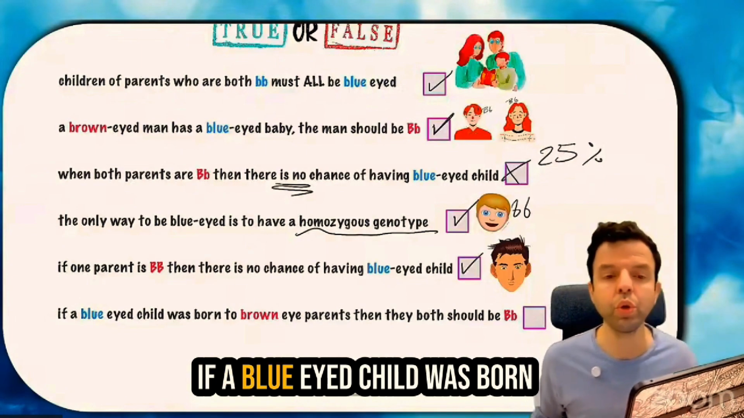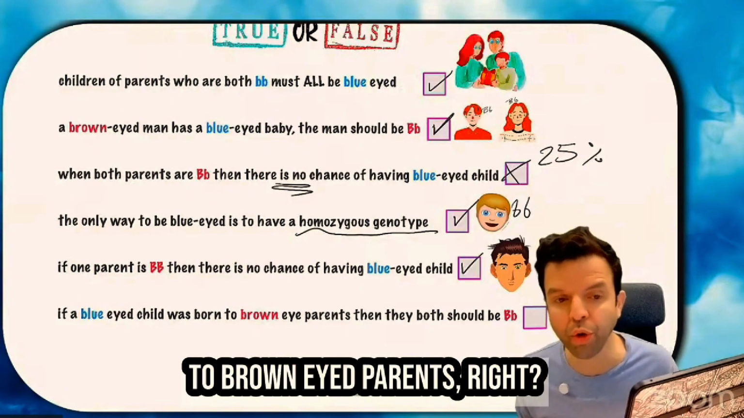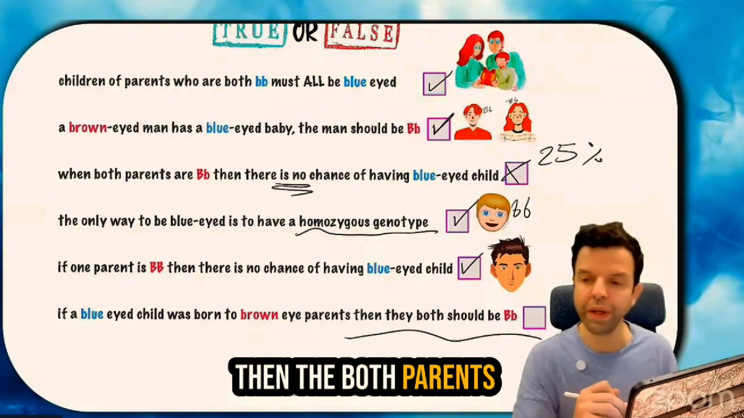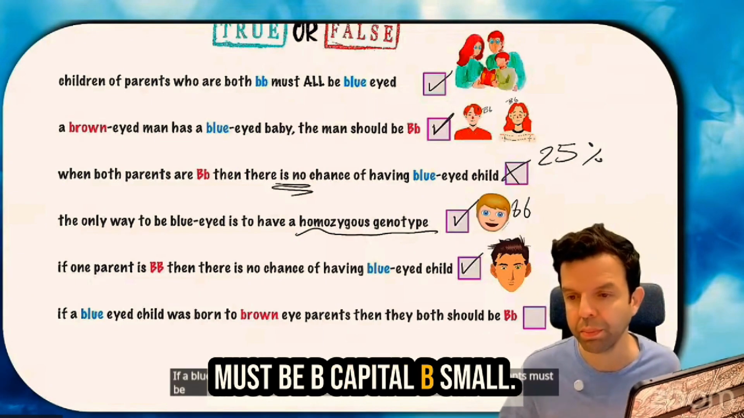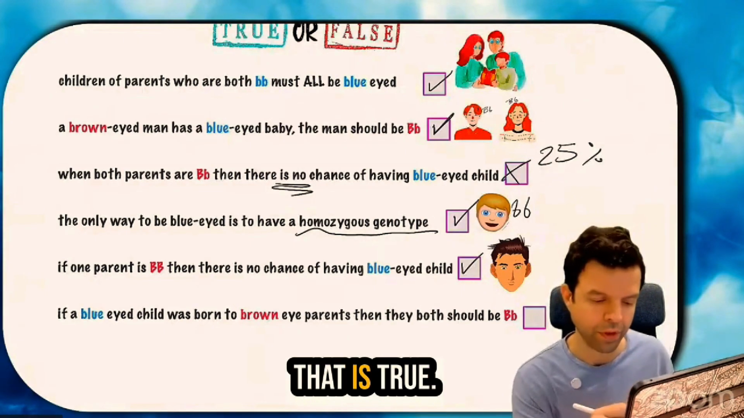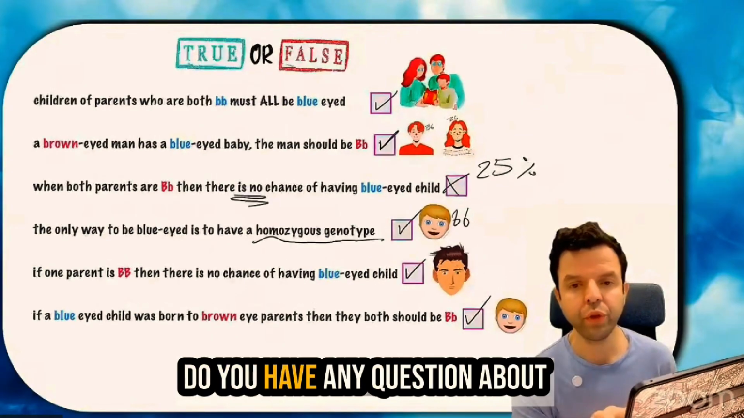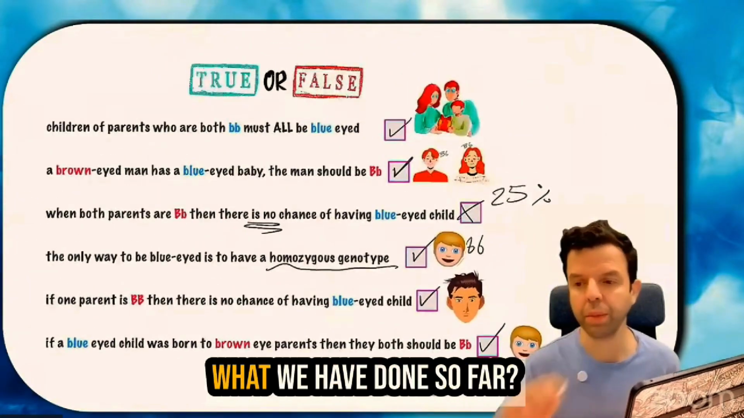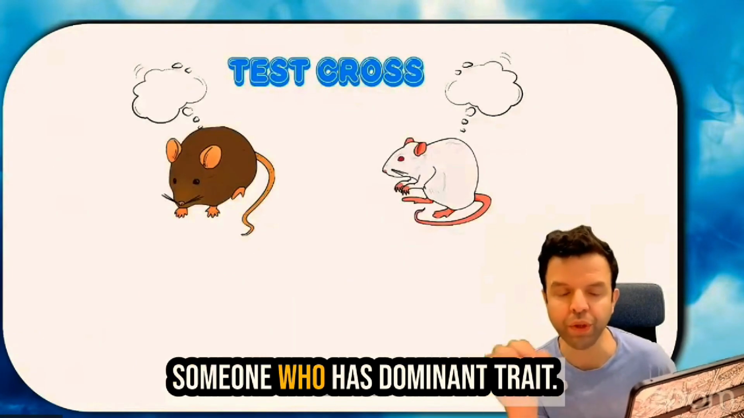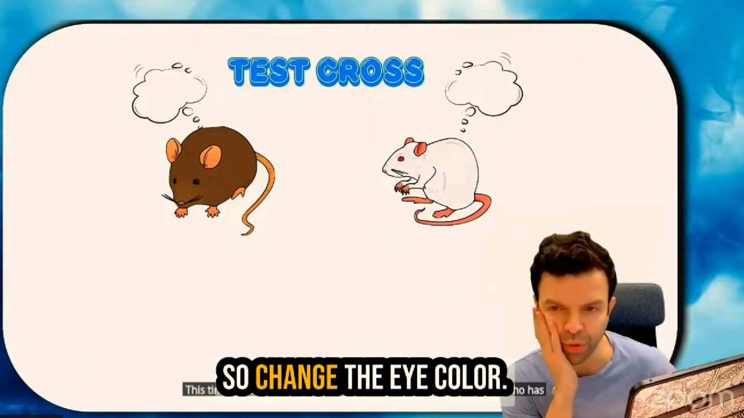And what about the last one? If a blue-eyed child was born to brown-eyed parents, then both parents must be B capital, B small. Do you guys agree or disagree? True. That is true. Very good. Okay. Do you have any question about what we have done so far? This time, we're going to try to find out the genotype of someone who has a dominant trait. So change the eye color.